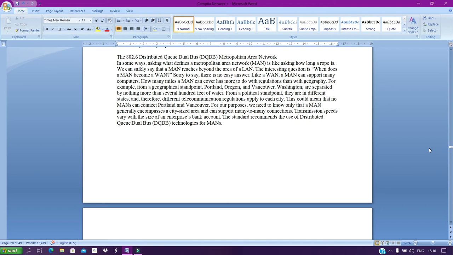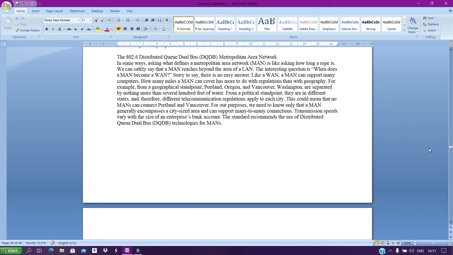The 802.6 distributed queue dual bus, DQDB, Metropolitan Area Network. In some ways, asking what defines a metropolitan area network is like asking how long a rope is. We can safely say that a MAN reaches beyond the area of a LAN. The interesting question is, when does a LAN become a MAN? When, like a WAN, a MAN can support many computers.